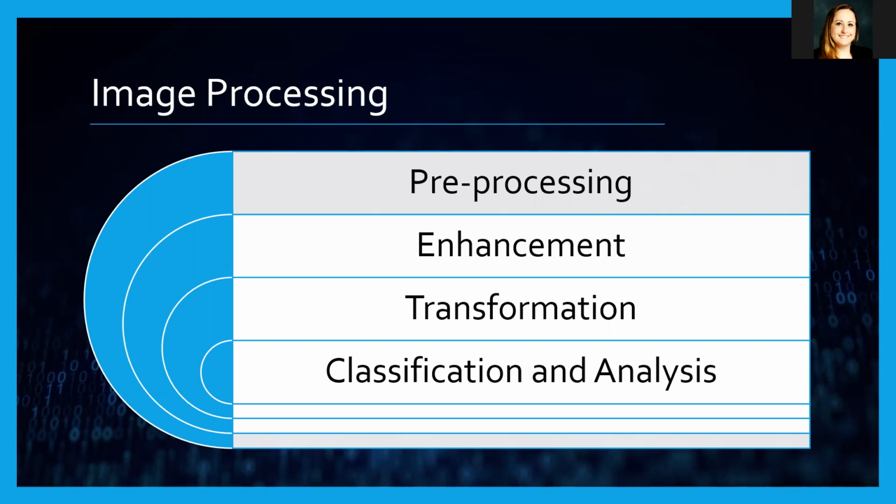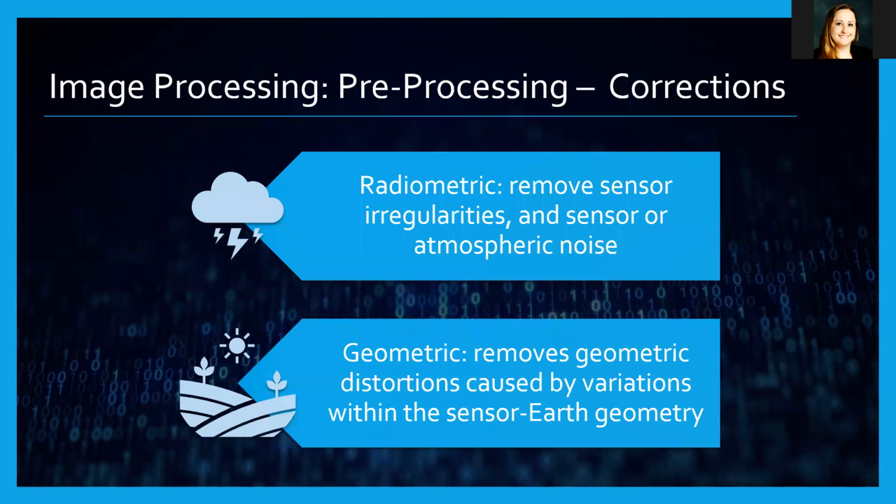For our intents and purposes, most of the image processing functions can be categorized into the following 4 categories: preprocessing, image enhancement, image transformation, and image classification and analysis. Preprocessing, also called restoration and rectification, involves using operations to correct for radiometric and geometric errors and distortions, which is normally required before the data is analyzed.